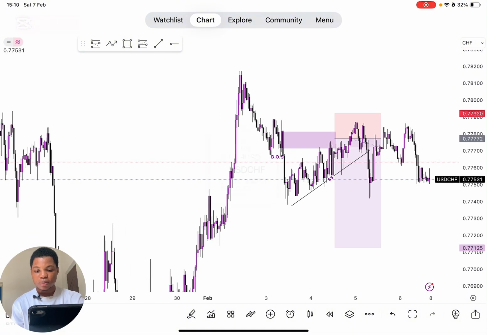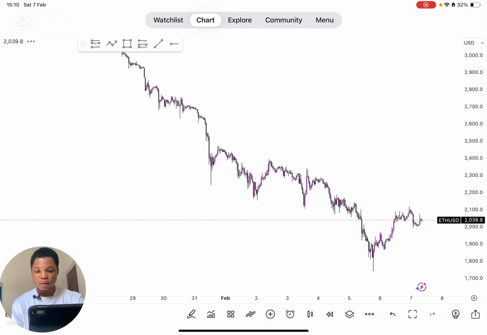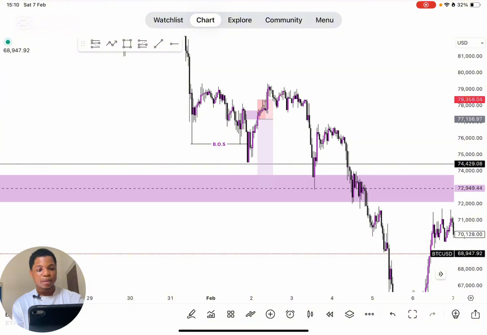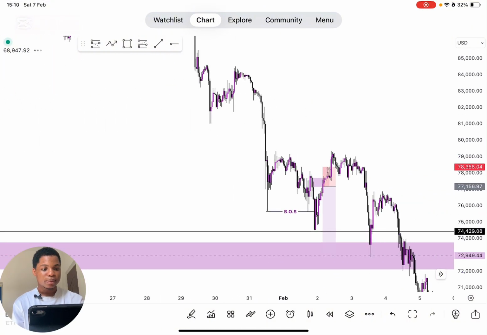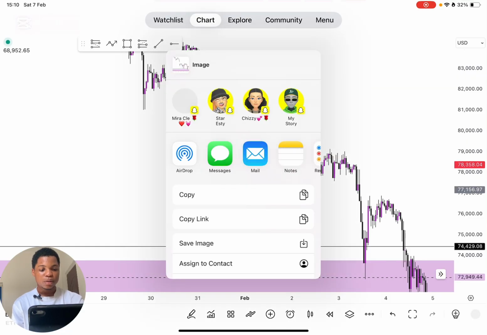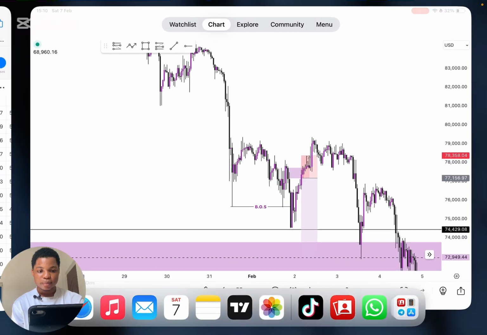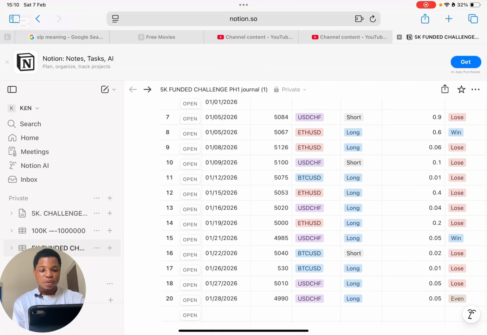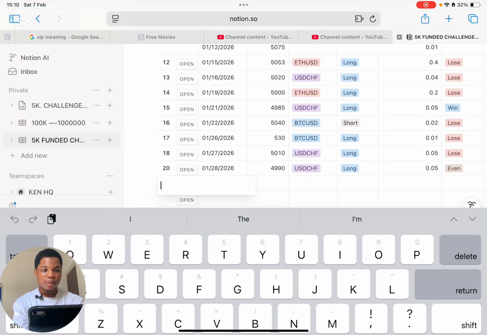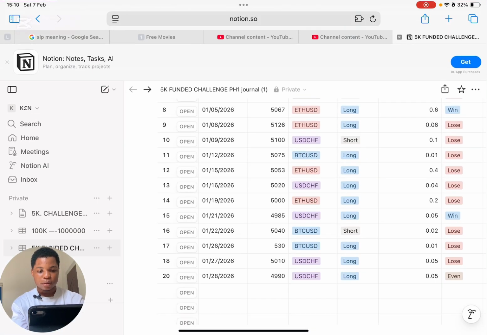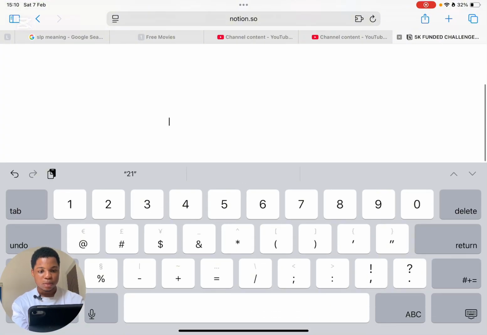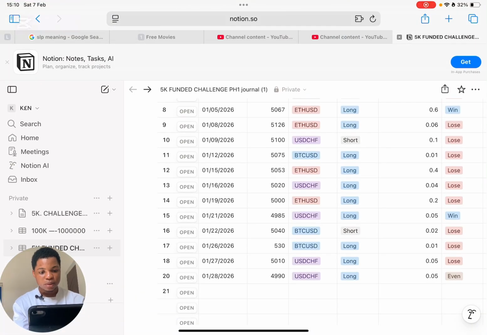So the first trade was on BTC USD. So let's journal this one. Yes, so save image. Save image. So let's go and journal it. So about 21 trades. Let's see, why is this thing doing like this? I don't know why it's doing that big space, so I don't understand.